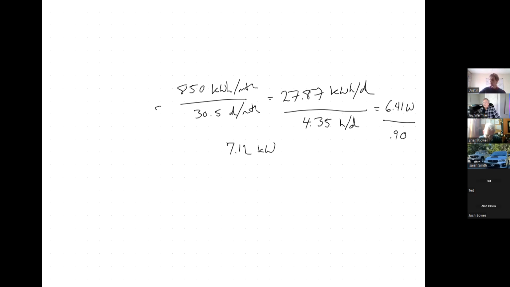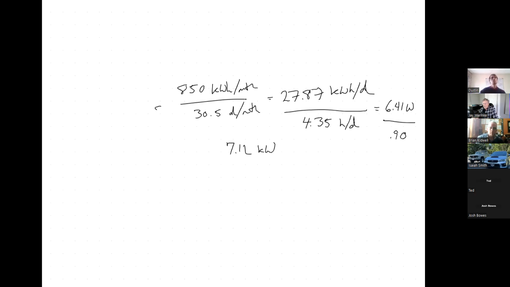So this is telling us 7.12 kilowatts, which is strange because it should have been 8.3, right? According to that other one when we played around with it. 27.87. Let me just double check the math. 850 divided by 30.5 is 27.87, yeah.